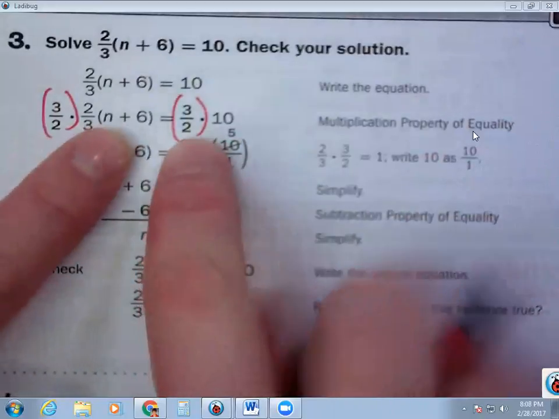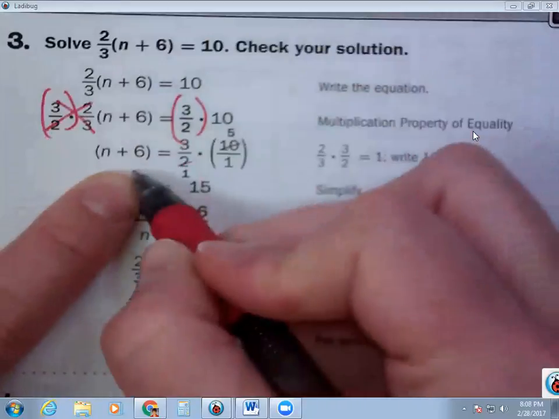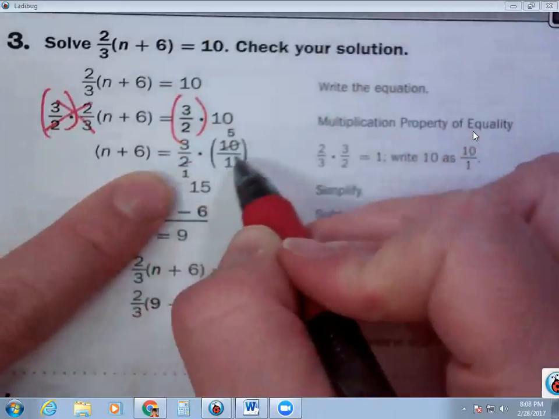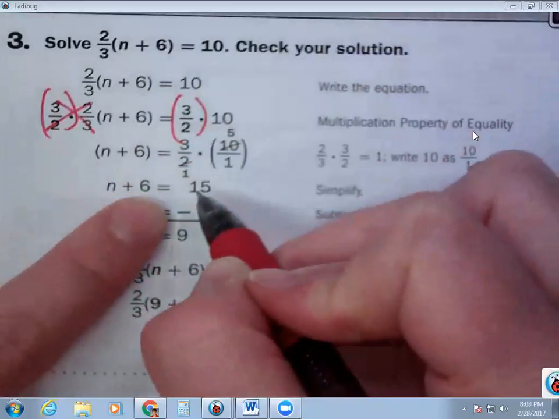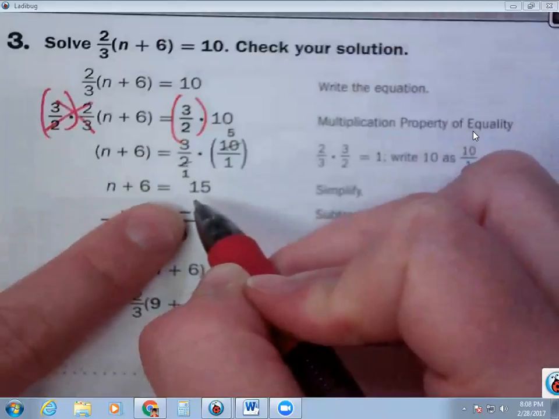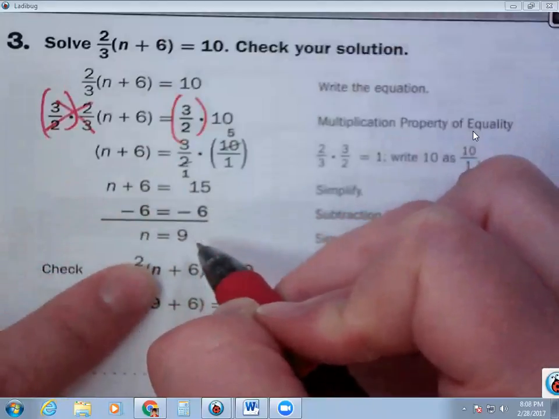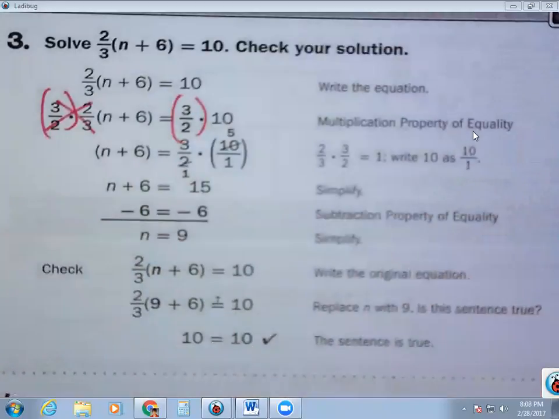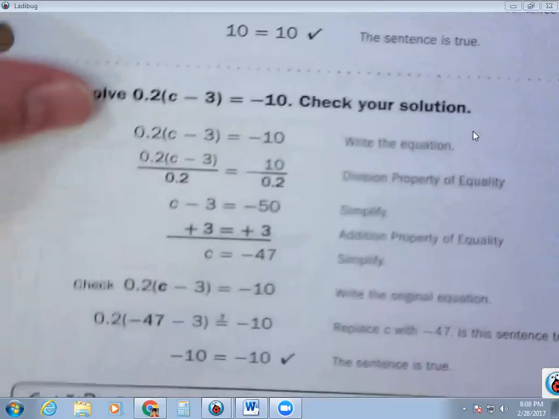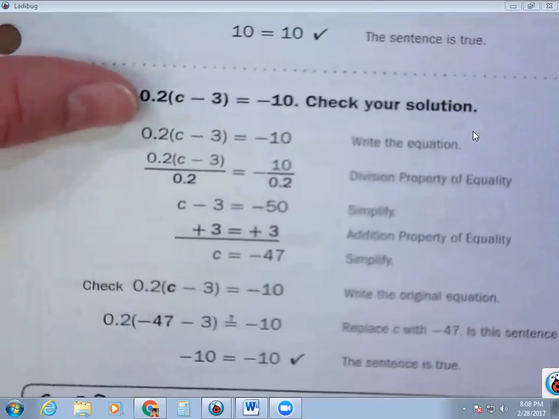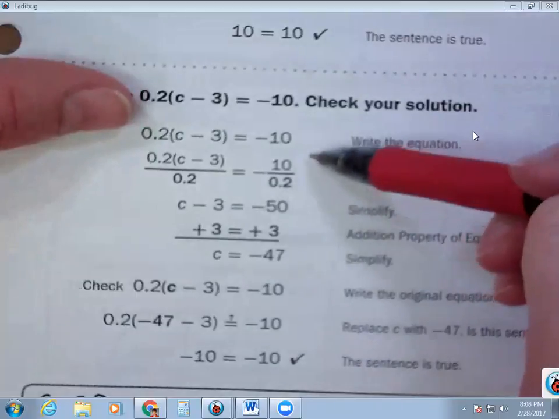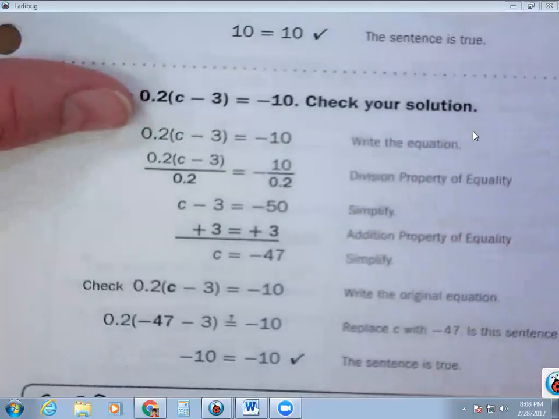So this is going to cross out and leave me with n plus 6 equals, and they're showing you their little cross canceling to get n plus 6 equals 15. And then we just take away the 6 and we're left with n equals 9. And of course, we're going to check it. No biggie. And this example down here, I don't even really need to show it to you because it's just got decimals. So we're just going to divide by 0.2. We're going to use a calculator or do long division to divide by 0.2, as long as we're paying attention to the sign. All right.